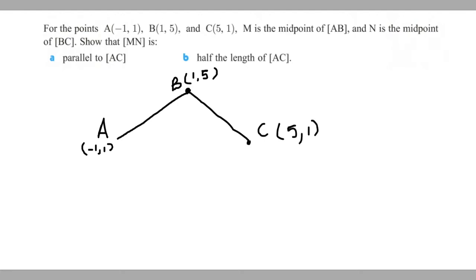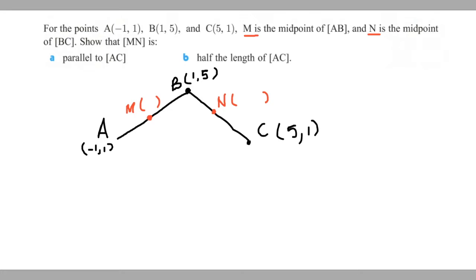Now the next part of the question says M is the midpoint of AB, N is the midpoint of BC. So I'm going to get my M somewhere here roughly. I don't know the coordinates yet. And N is the midpoint of BC, and I don't know the coordinates of N. This is our pictorial representation. I'm going to use the midpoint formula to get the coordinates of M and N. Let's see how to do that.